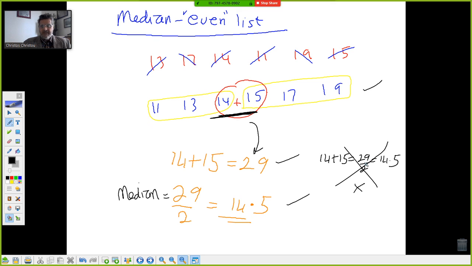You can't join steps onto steps onto steps with equals, equals, equals, because the final answer won't be equal to your original statement. This is a mathematical lie, because 14 plus 15 is not 14.5. You won't get anything for that at GCSE. So learn good habits now.